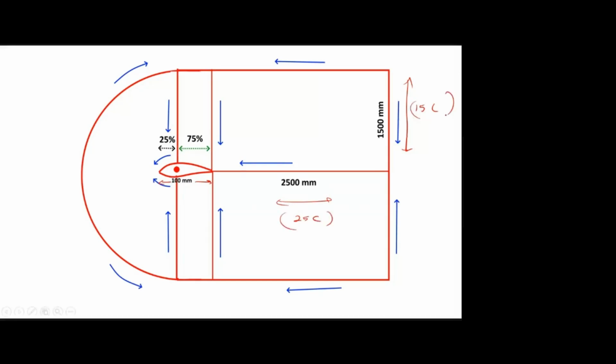That much distance I have given so that there is no flow disturbance. If the model and wall are very close to each other, then there will be boundary layer growth from the wall and there will be interaction. So you cannot simulate flow over the airfoil properly. So we have to give enough distance, both in vertical and horizontal distance.